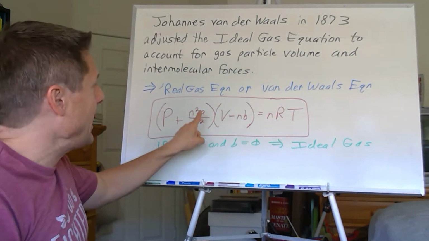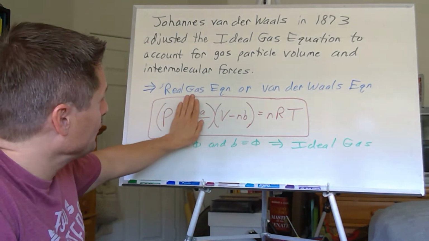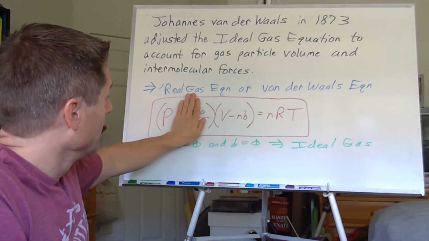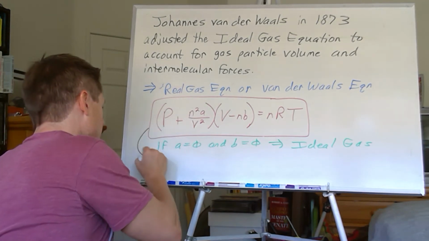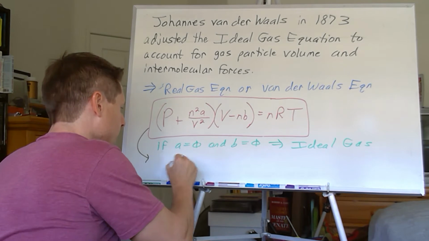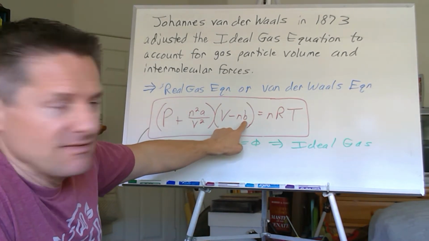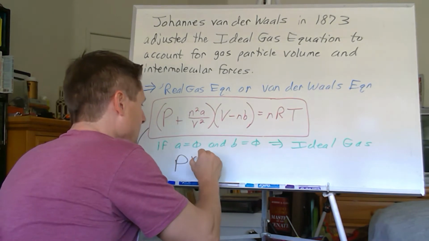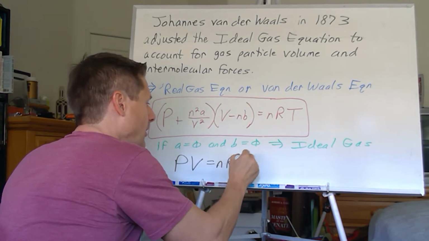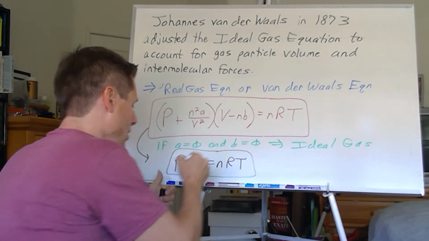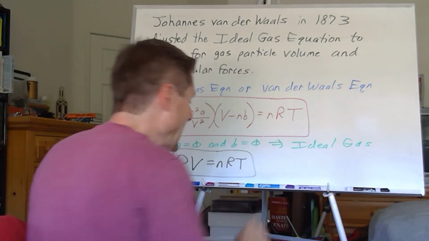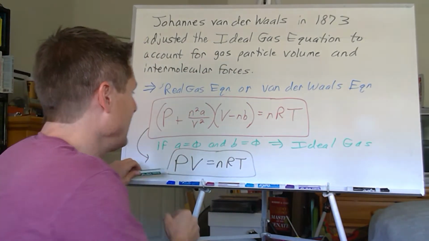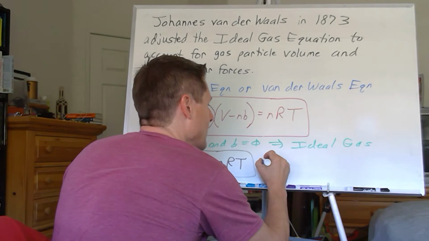Well, what happens when a is 0? This whole correction term goes bye-bye. So we just get P. If b is 0, that whole correction term goes bye-bye. We just get V equals nRT. Oh, how do you like them apples? Right? That's the ideal gas equation.